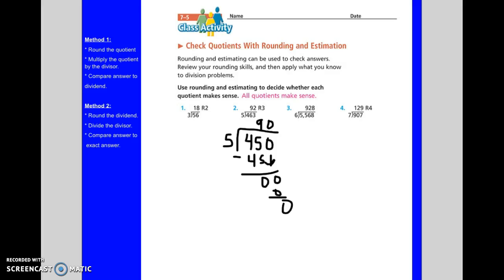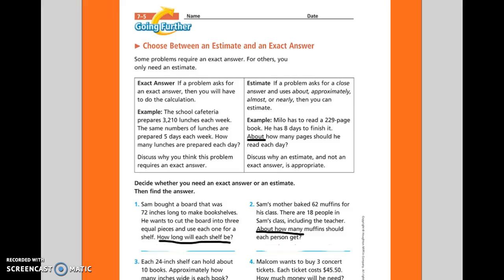Today we talked about how we can use rounding and estimating to check our work. And then we also talked about being able to decide if it's an exact answer or an estimated answer when we're looking at word problems. You may go ahead and get started on your homework.